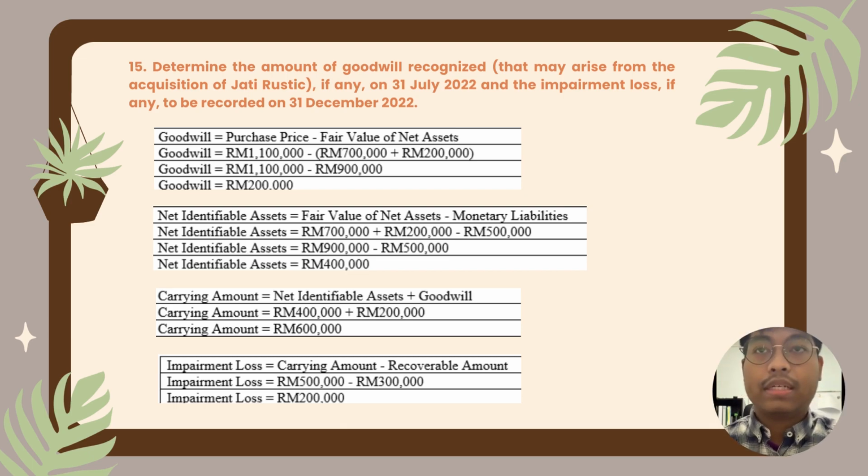Next, we need to calculate the carrying amount. The carrying amount of the Jati Rustic division can be calculated by adding the net identifiable assets and the recognized goodwill. So to find the carrying amount, we need to take the net identifiable assets plus the goodwill, which is the net identifiable assets of 400,000 plus 200,000. So the carrying amount will be 600,000.